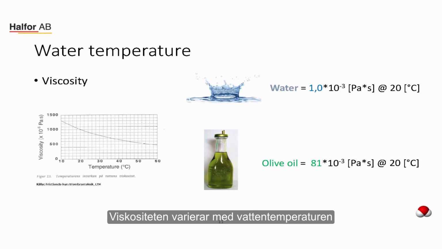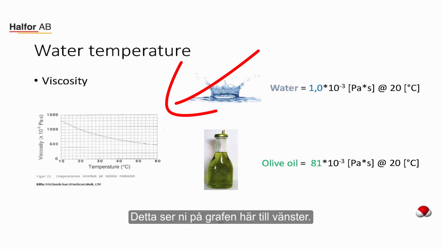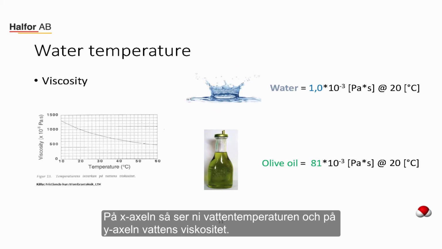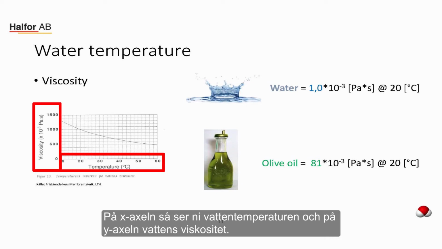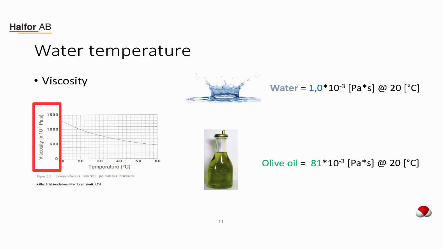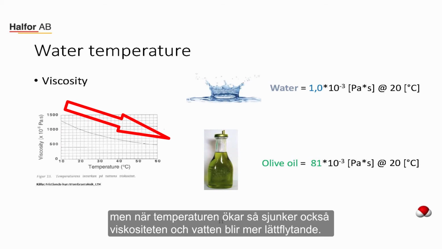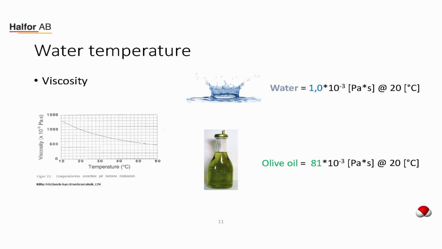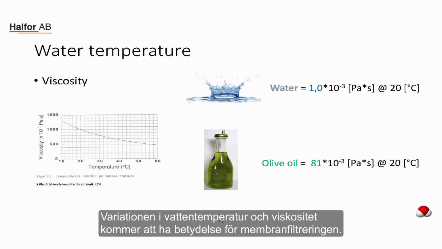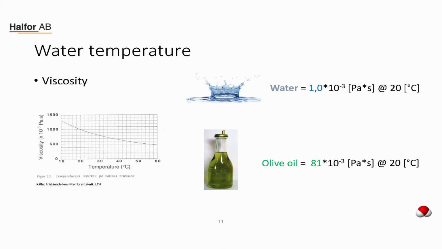And the viscosity will vary with temperature. That you can see to the left here in the graph. On the graph here you have the temperature on the x-axis. On the y-axis you have the viscosity of water. And if you look at the graph, you can see at lower temperature you have a higher viscosity, a thicker water, but the warmer the water gets, the lower the viscosity gets. This, of course, has an impact on the membrane filtration, the variations of the viscosity with the water temperature.